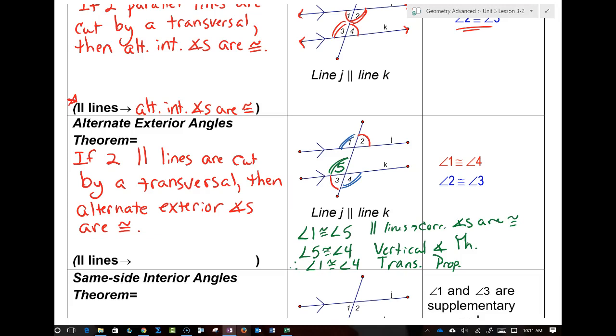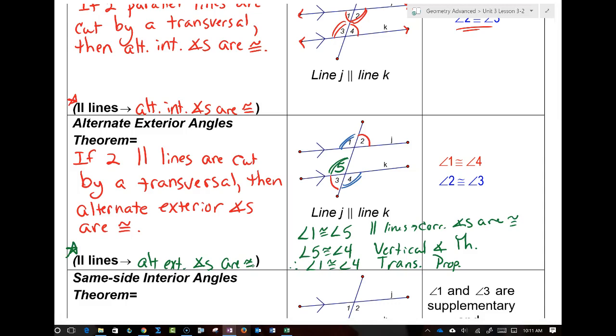The reason why I want to know the alternate exterior angles theorem is I don't want to have to go through these steps. I want to go straight to the bottom step, right? It just saves me time. All right, now, again, I prefer if you write it out as a conditional statement. If we have parallel lines, then alternate exterior angles are congruent. Not bad. So, if I give you parallel lines, you know corresponding angles are congruent, you know alternate interior angles are congruent, and we know alternate exterior angles are congruent.